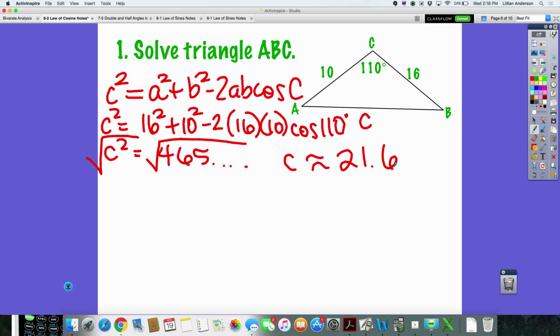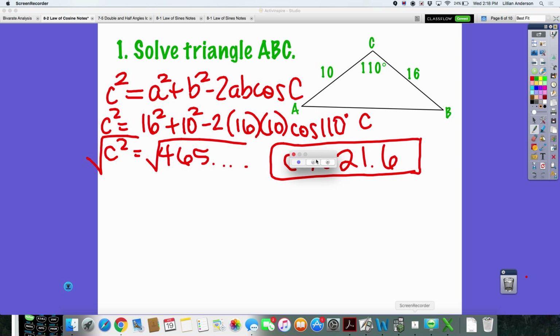If you think about it, plus or minus, c represents the side length. Can we have negative side lengths? No. So it's only going to be the positive. And that formula is so long, I'm just happy to be done with it. Now let's find the angles. Okay?